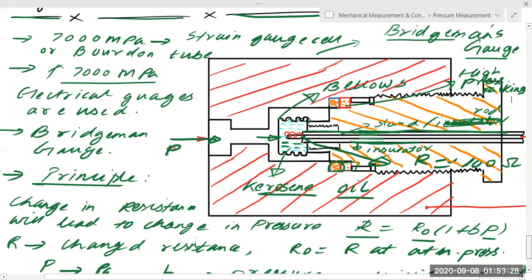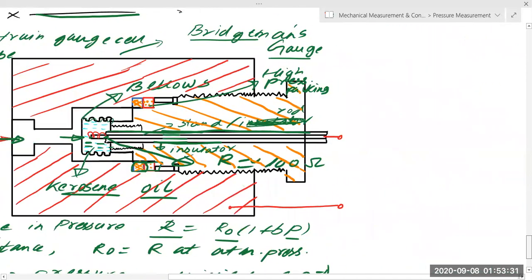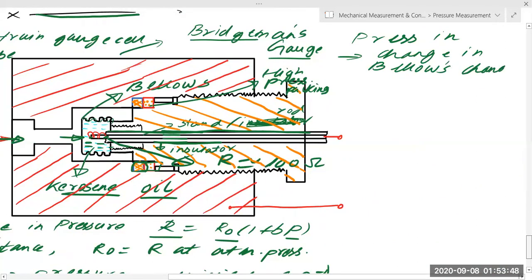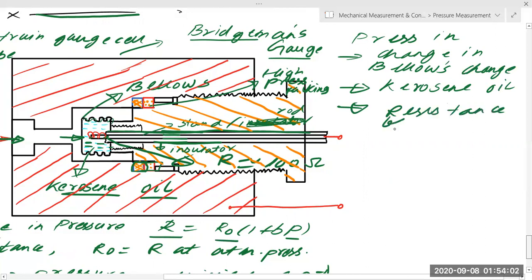Now, I'll tell you what happens. Whatever the pressure is, pressure is coming in. Pressure in will lead to a change in the bellows shape. And when the shape of the bellows changes, that pressure is transferred to the kerosene oil. That is converted into fluid pressure, and that goes to the resistance, the wire resistance of the wire.